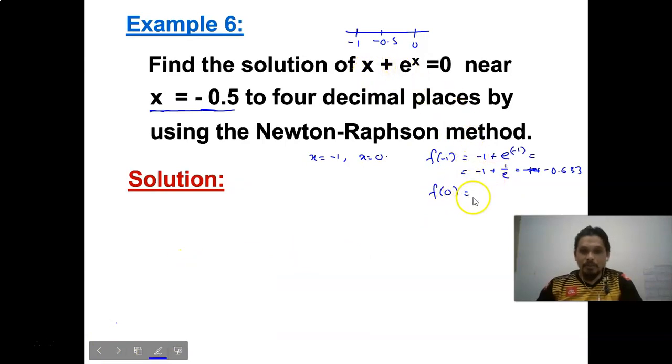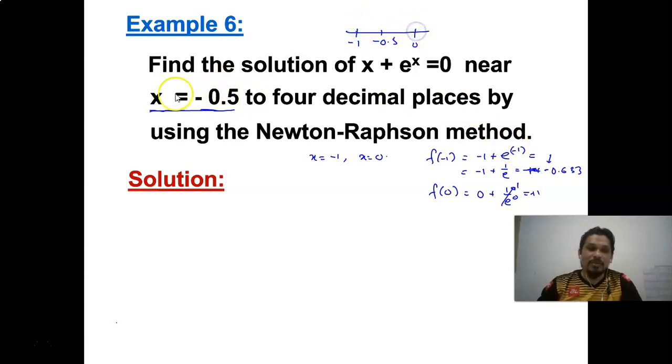And then f of 0 equal to 0 plus 1 over e to the power of 0. e to the power of 0 equal to 1, so the whole thing becomes 1. So 0 plus 1 equal to 1. From negative to positive, the sign changes. So we come to the conclusion that there is a root lying between negative 1 and 0. So in this question, it decides for us to use x equal to negative 0.5 for the starting of the process.